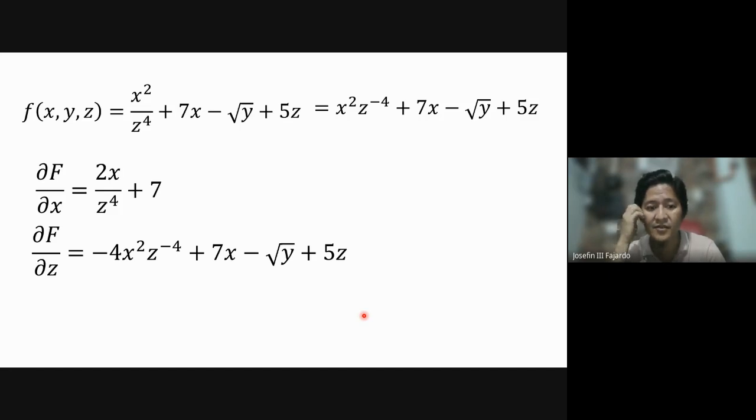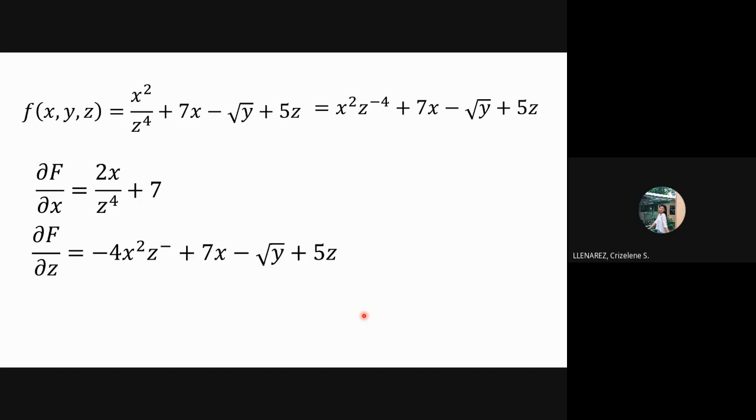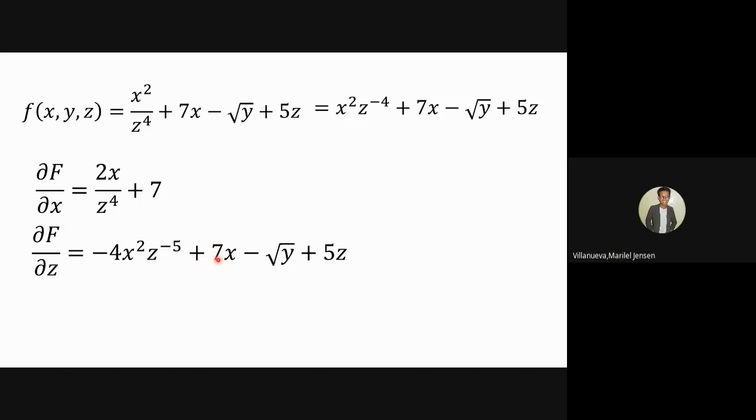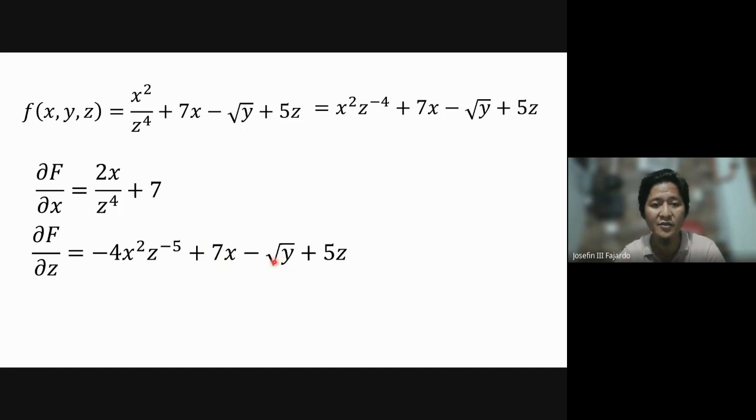Negative 5 po. Yun, na-late lang. So, negative 5. How about the 7x? This plus 7x here. Ano yung magiging derivative nitong partial derivative with respect to z, yung 7x? 0 po. Okay, 0. How about the negative square root of y?